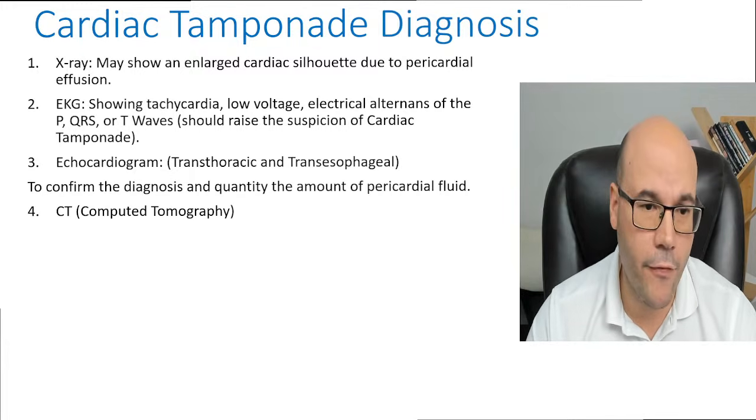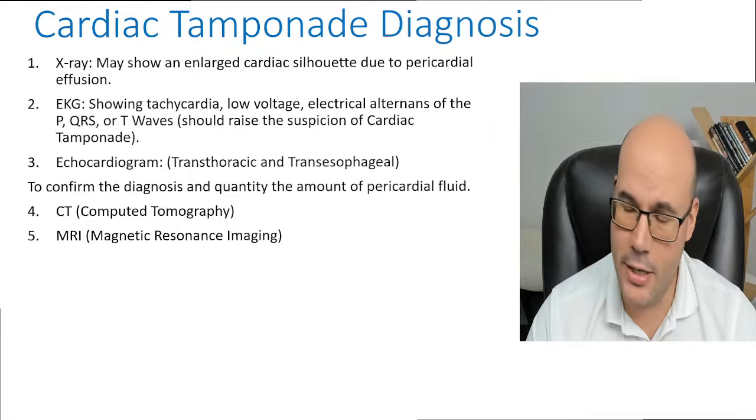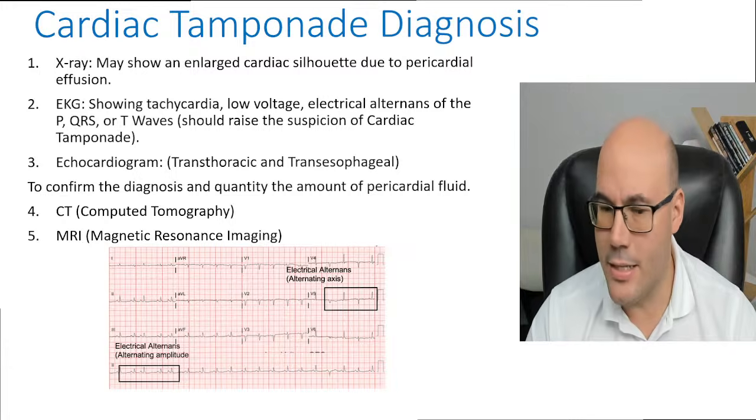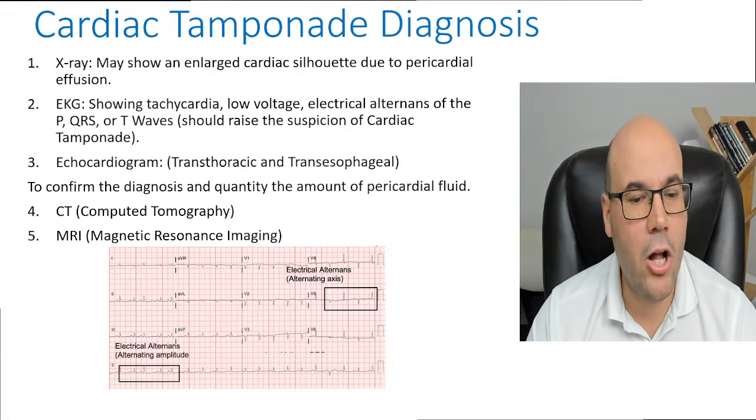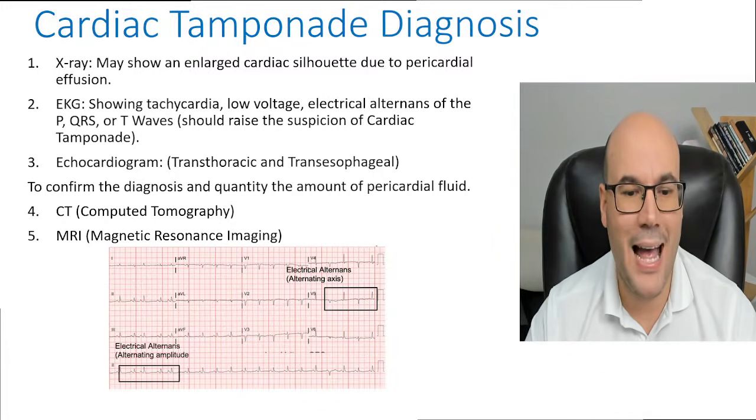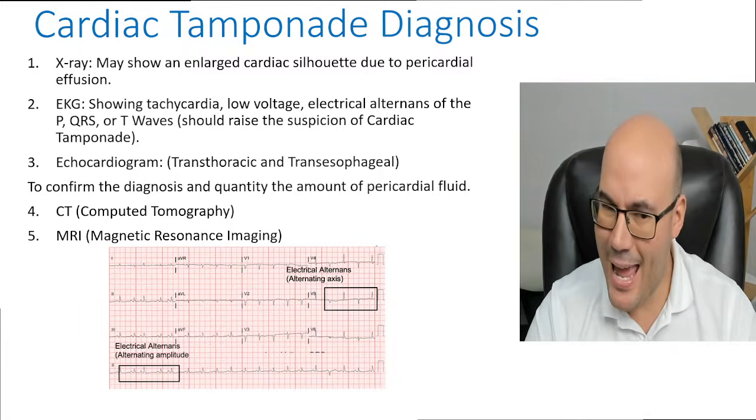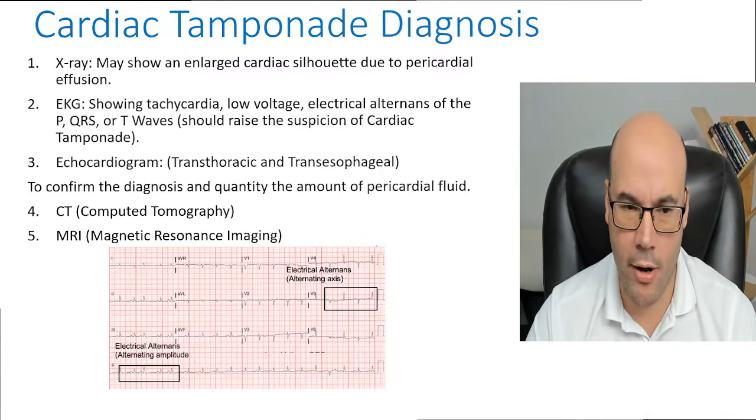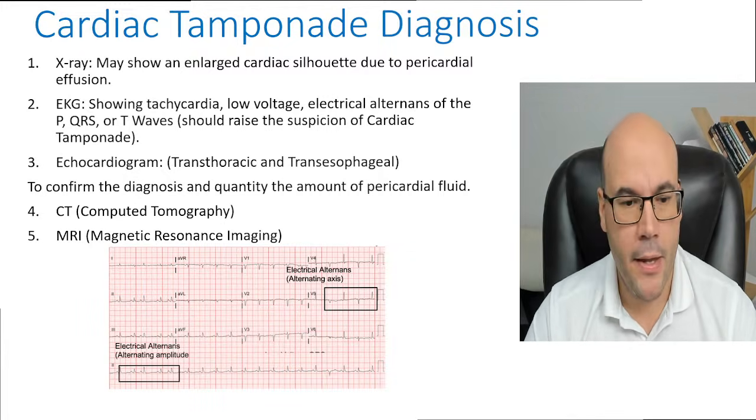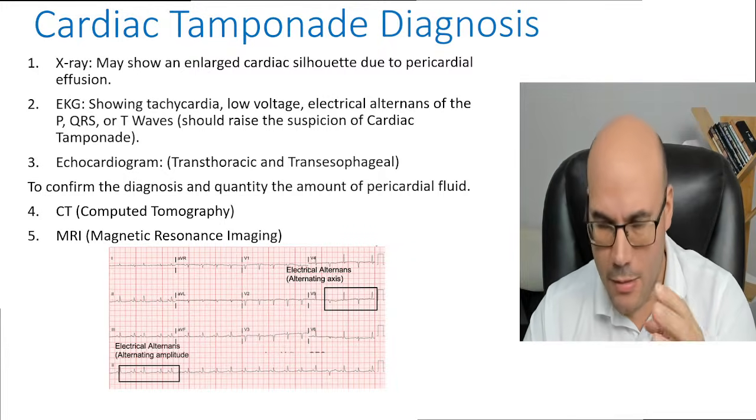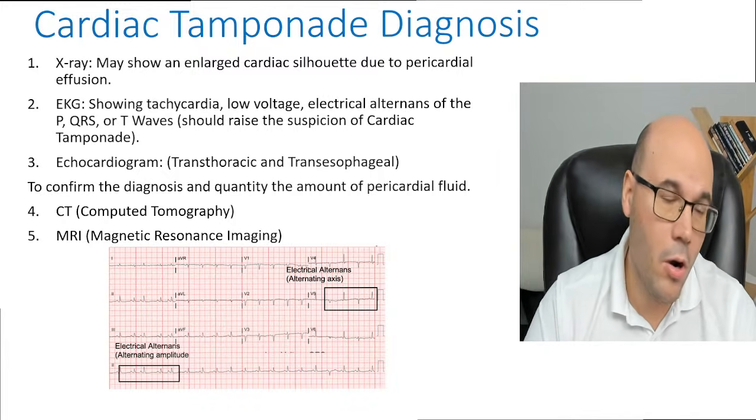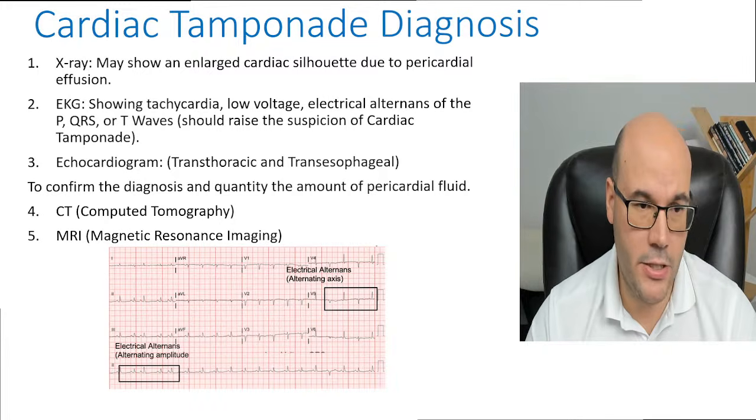CT, computer tomography, MRI, magnetic resonance imaging, and here we can see what the electrical alternans is. So basically, electrical alternans is defined as the alternating P or QRS amplitude, okay, in any of the leads of the electrocardiogram. So if you can see changes in the amplitude of these P or QRS complexes, you could think that this could be an indication of cardiac tamponade or maybe other cardiac pathophysiologies.